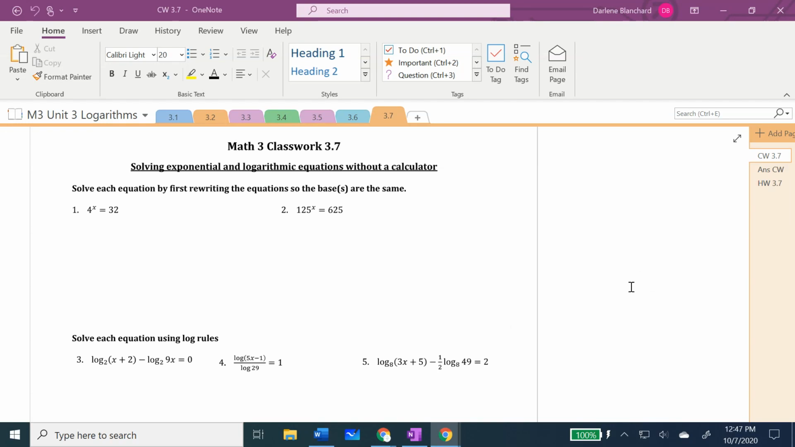Classwork 3.7 is our last classwork for logarithms. Woo! Right? Woo! And there's not a whole lot more to say.